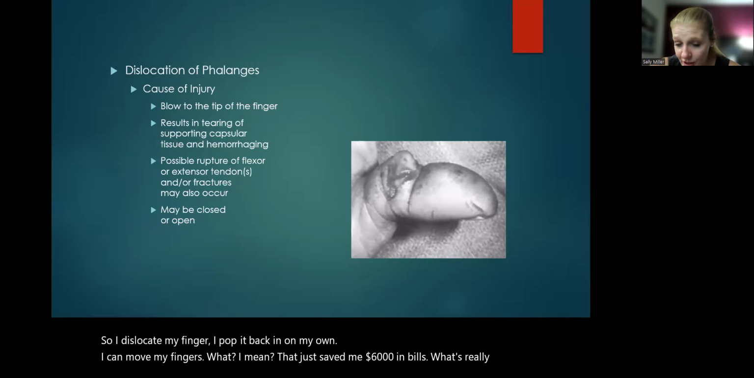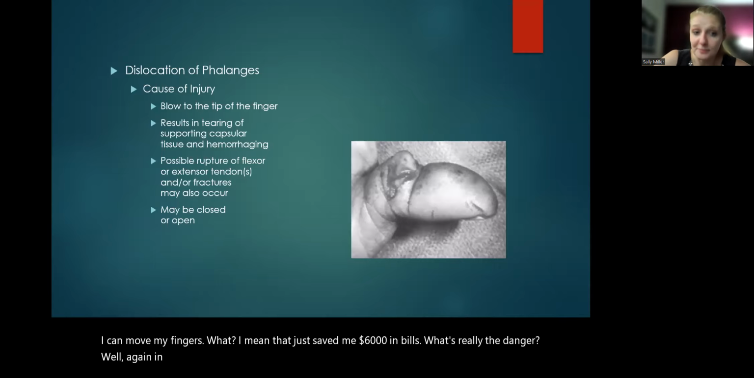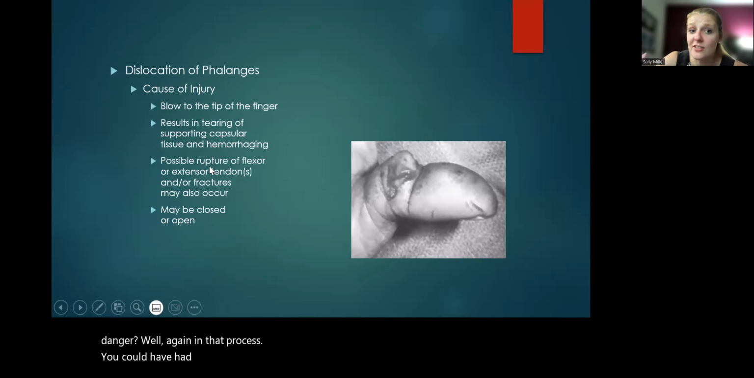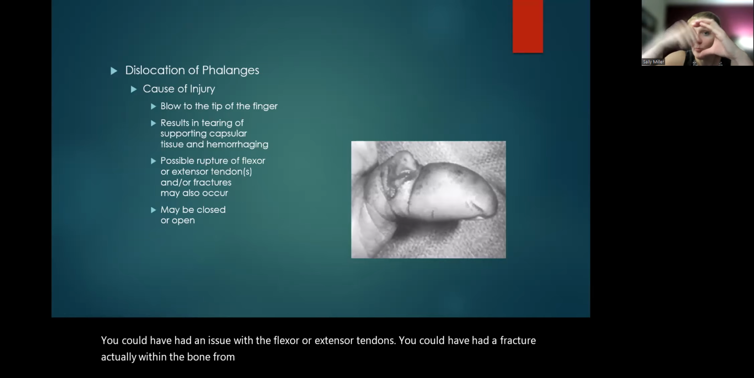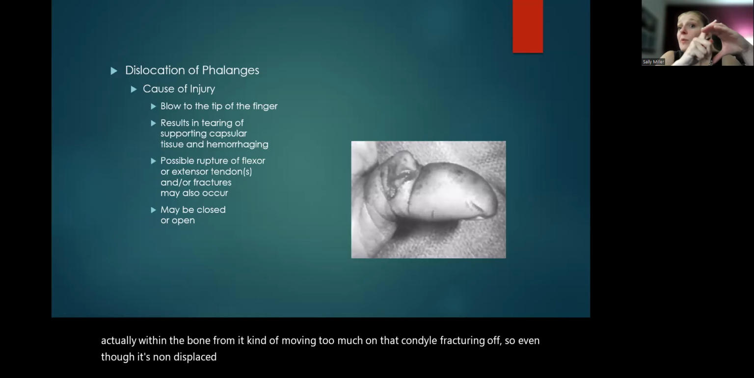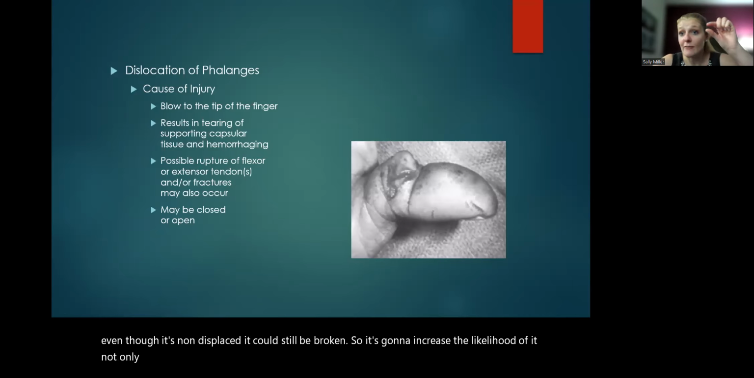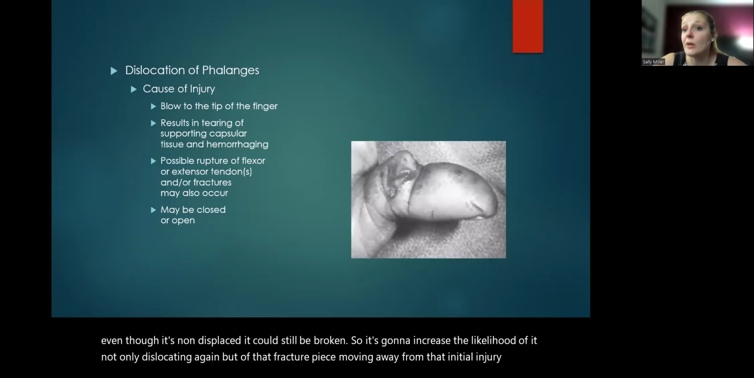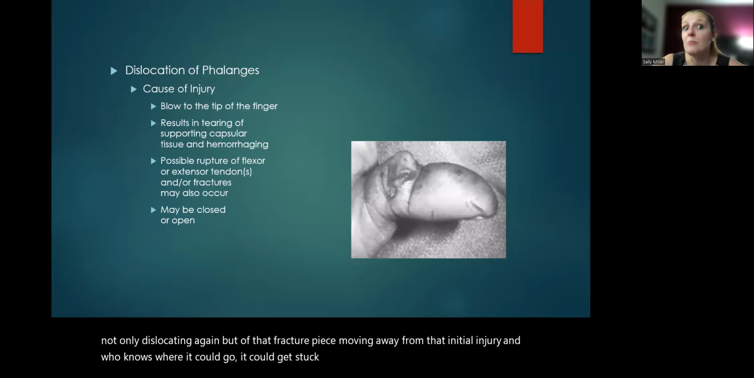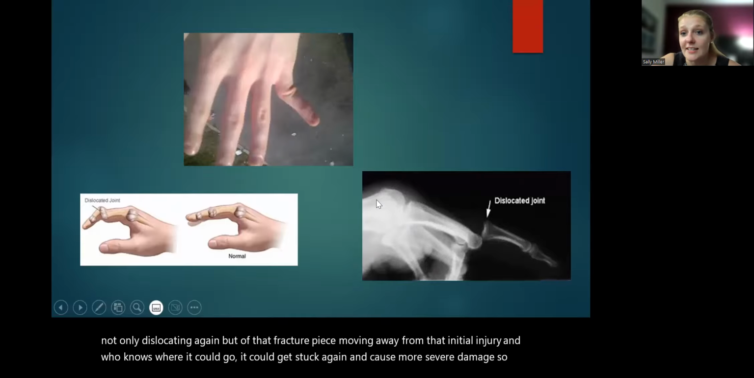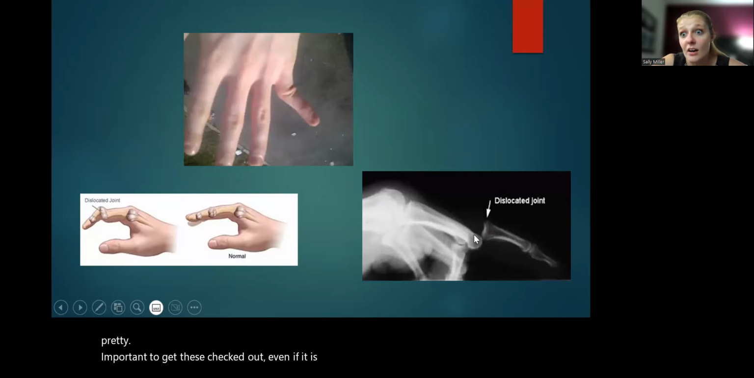What's really the danger? Well, in that process, you could have had an issue with the flexor or extensor tendons. You could have had a fracture actually within the bone from it kind of moving too much on that condyle, fracturing off. So even though it's non-displaced, it could still be broken. So it's going to increase the likelihood of it not only dislocating again, but of that fracture piece moving away from that initial injury. And who knows where it could go. It could get stuck again and cause more severe damage. So pretty important to get these checked out. Even if it is just a finger, it could cause a lot more issues and pain later on.